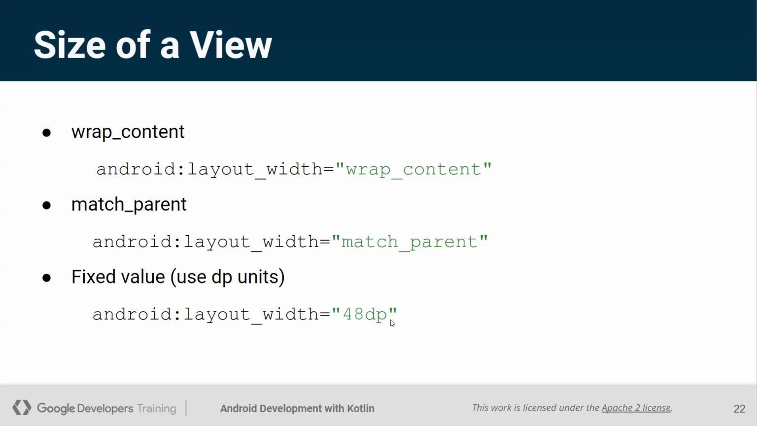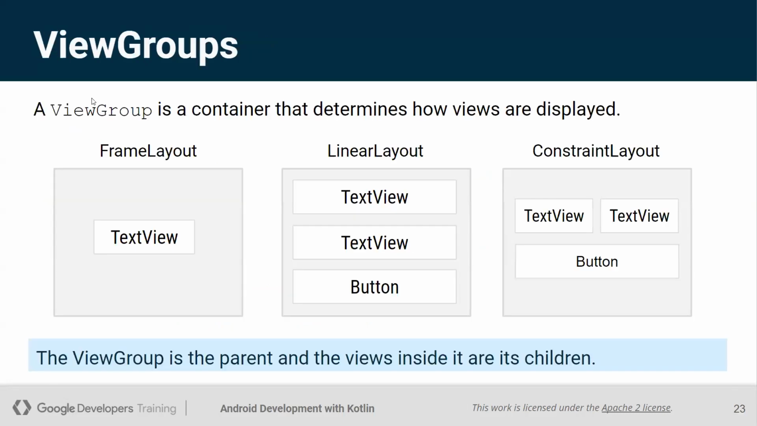DP means density pixels, and if we want, we can give the layout width as any value that we want. It can be any fixed value that we want. It can be 50, 58, something like 48, some kind of constant value it can be, right? And then when we discussed text views, right?